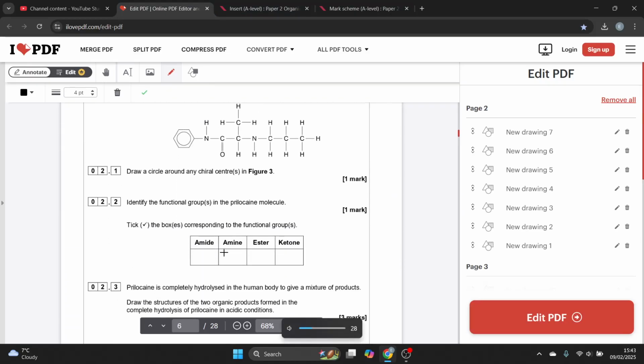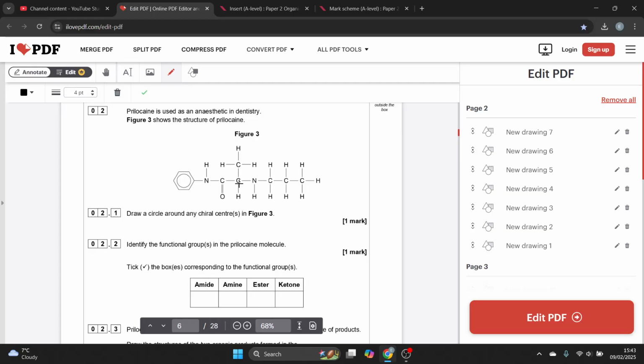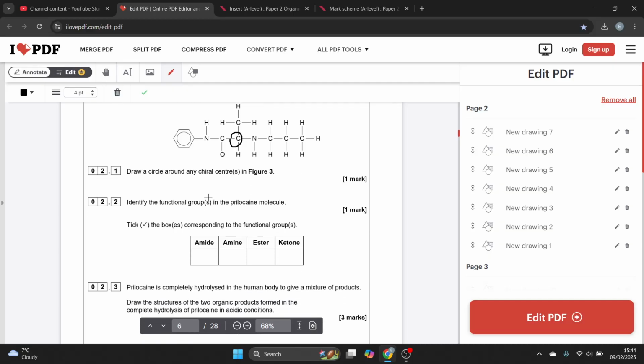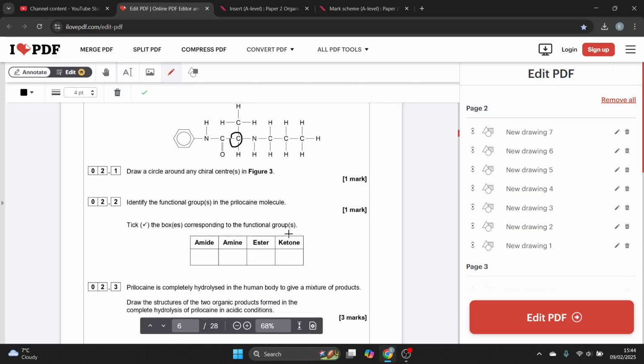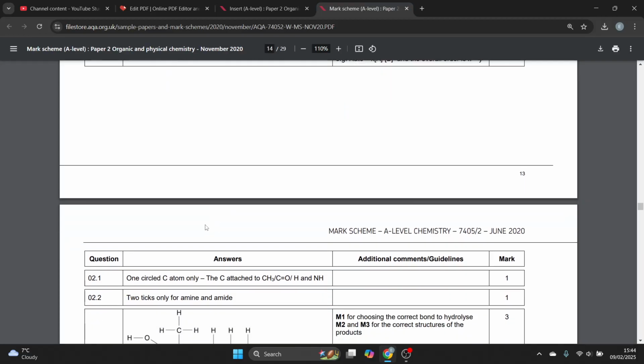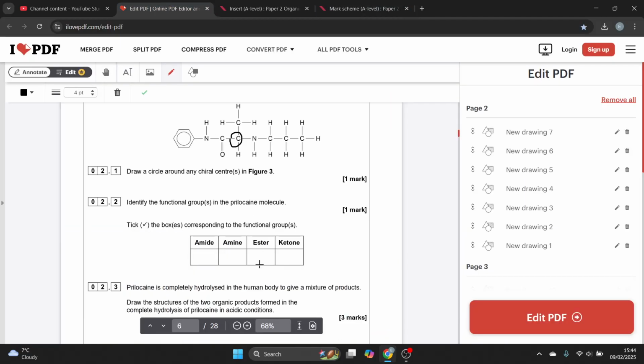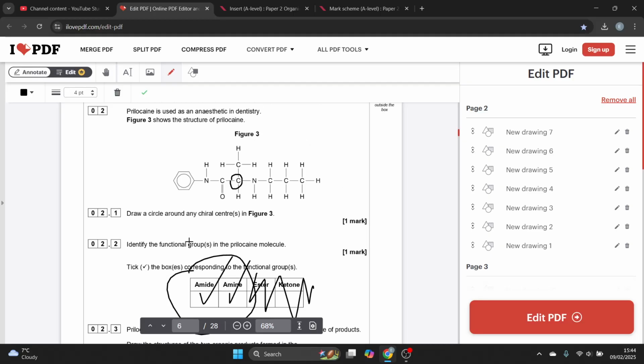Question 2: draw a circle around any chiral center. Definitely this, because that's 1, that's 2, that's 3, and then that's 4. Identify the functional groups in a prilocaine molecule. Tick the boxes corresponding to the functional groups. So it's going to be your amine and your amide, not your ester or ketone. Amine and your amide. Draw the structures of the 2 organic products formed by complete hydrolysis of prilocaine in acidic conditions.